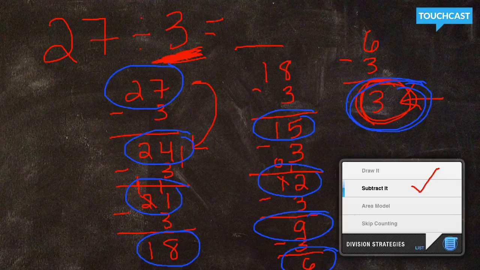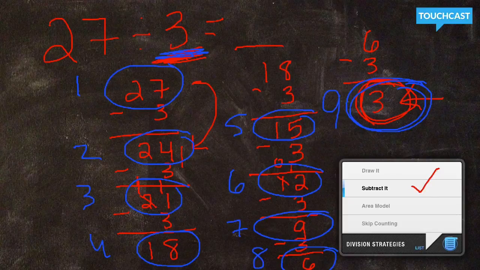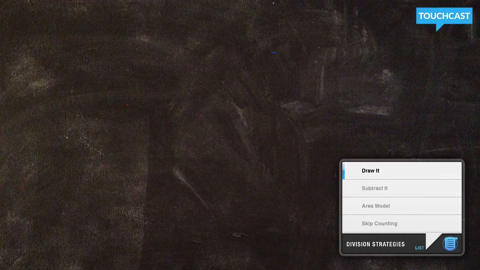So first you circle the first number you started off with, that 27, and then the number you end with, which is, in this case, 3, or whatever this number is. And we're going to count how many times. 1, 2, 3, 4, 5, 6, 7, 8, 9. So the quotient of 27 divided by 3 is 9. Okay, let's try another problem.